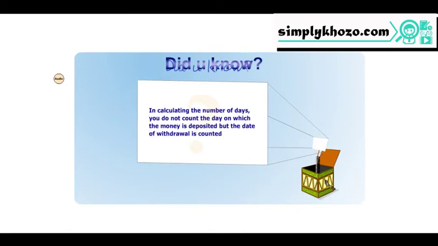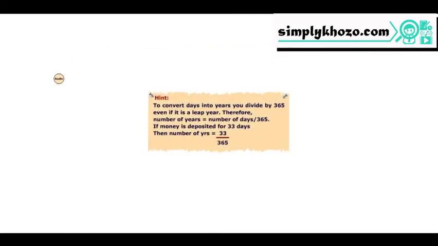Did you know, in calculating the number of days, you do not count the day on which the money is deposited, but the date of withdrawal is counted. Some useful hints. To convert days into years, you divide by 365 even if it's a leap year. Therefore, number of years is equal to number of days / 365. If the money is deposited for 33 days, the number of years is equal to 33/365.